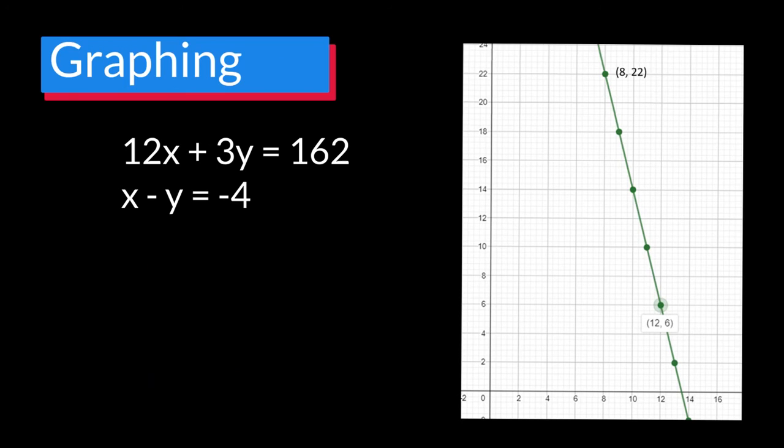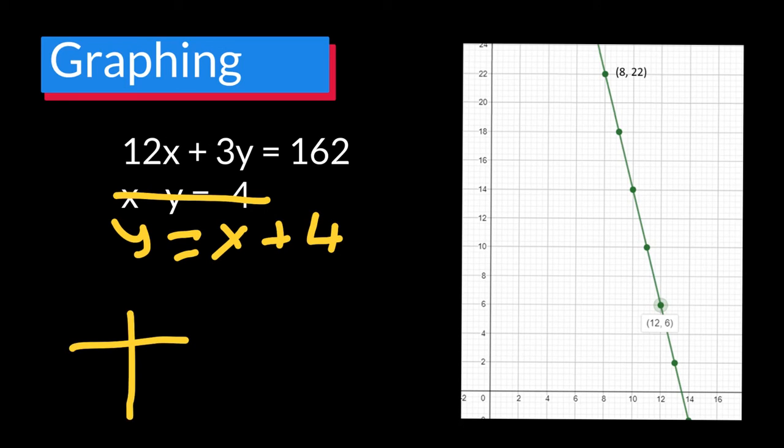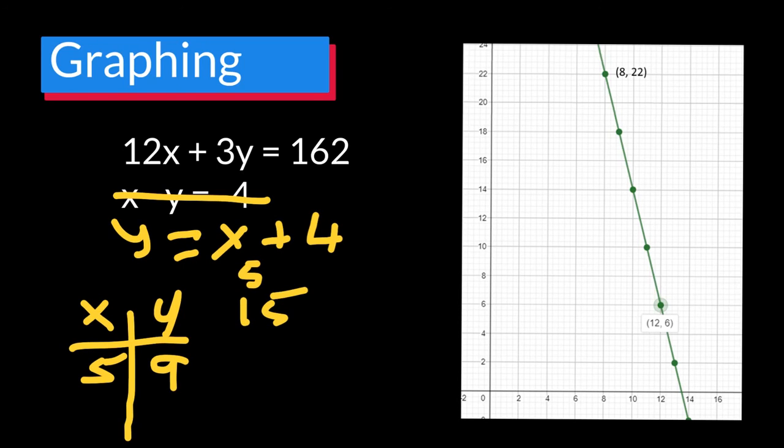So now we need to find two sets of coordinates for the other equation. Now I'm going to just rearrange this because we know that means the same thing. y equals x plus 4. Okay, so we're finding our table of values. What if x were equal to 5? Well, 5 plus 4 is 9. What if x were equal to 15? Well, 15 plus 4 is 19. So now again we have two sets of coordinates.